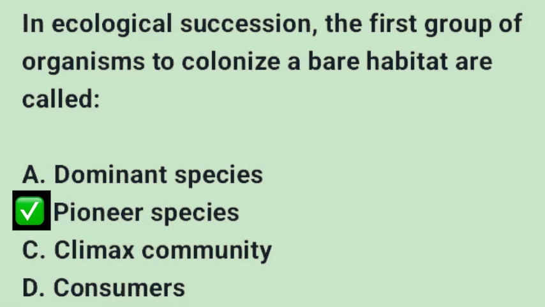Dominant species refers to organisms that are most abundant at a given stage, not necessarily first colonizers. Climax community is the final stable stage of succession where equilibrium is reached. An example is a matured forest. And option D, consumers, depend on producers and cannot start colonization. Therefore, the pioneer species are the foundation of succession.